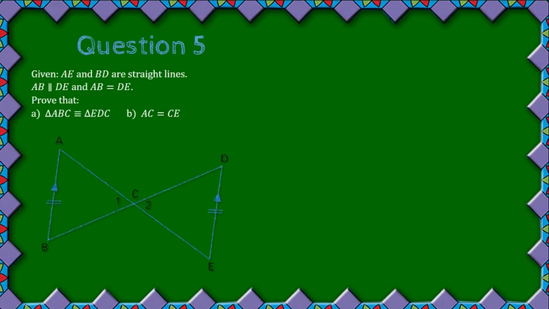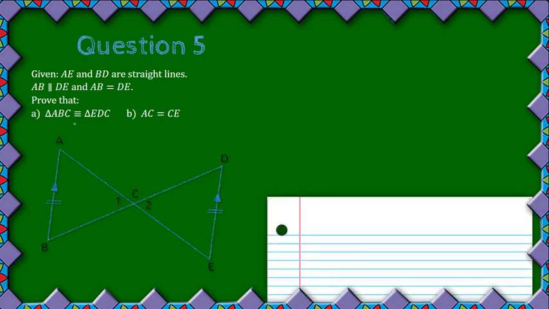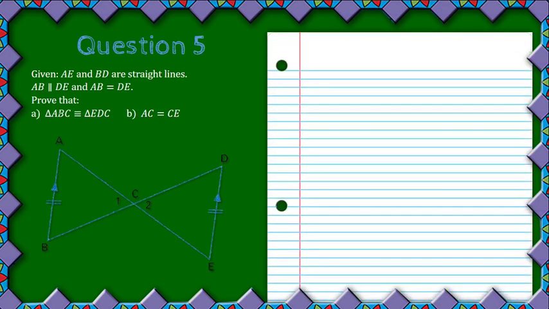Question 5, we're given that AE and BD are straight lines. Then AB is parallel to DE, and AB is also equal to DE. So question A says, prove that triangle ABC is congruent to EDC.